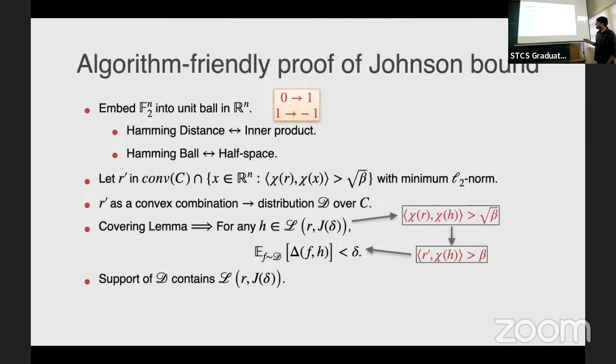The support of D, I can make it small because of Carathéodory's theorem, because all of this geometry I'm doing is in n dimensions. So I can always pick a convex combination for this R prime that has small support. And because the support size is small, this list size also has to be small. And that's it. This proves the Johnson bound.